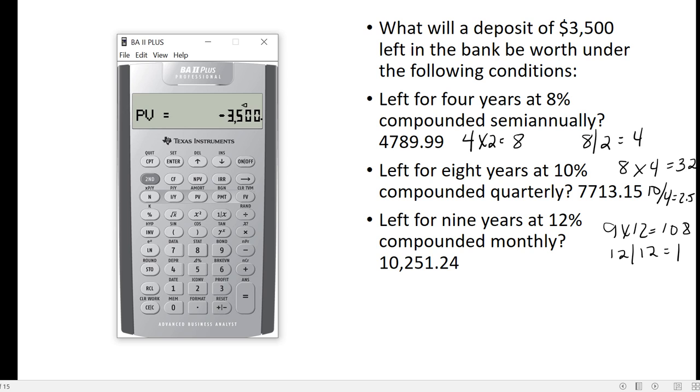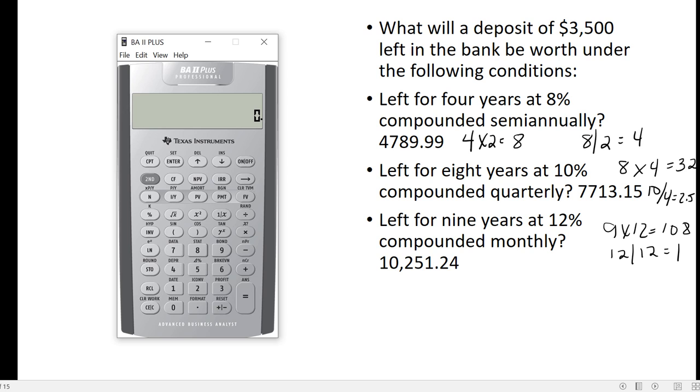Then our 4 years compounded at twice a year or semi-annually is 8, and that's N. And then our 8% interest compounded semi-annually is 8 divided by 2, so that's 4 I/Y, and we compute for future value. As you can see, our answer in 4 years at 8%, we would have $4,789.99.